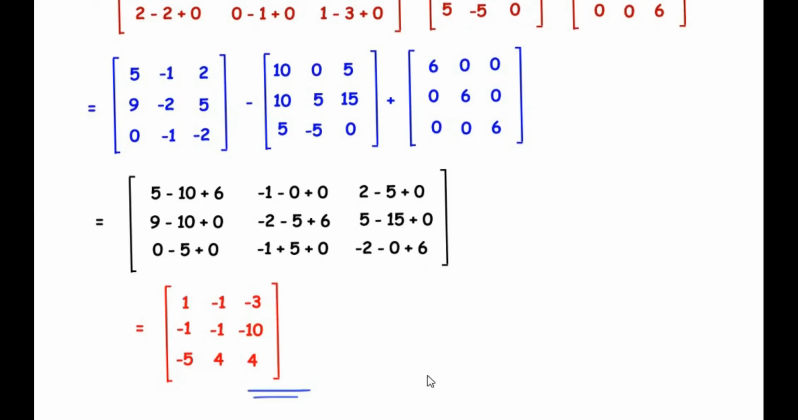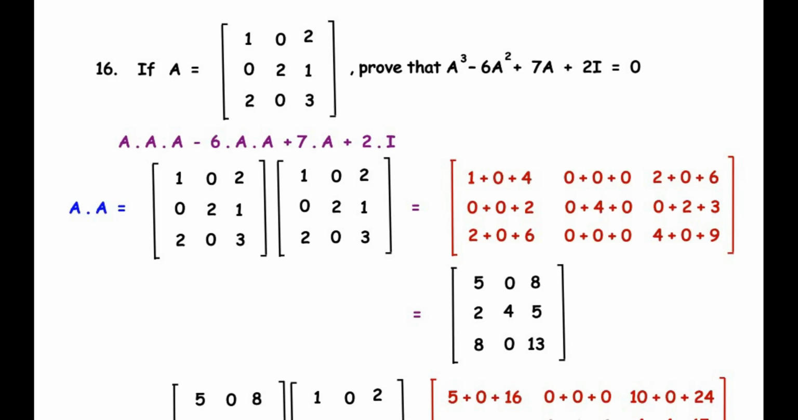Now let us move on to the 16th question. If A is equal to a 3 by 3 square matrix, prove that A cube minus 6A square plus 7A plus 2I is equal to 0. Now here A cube means A has to be multiplied by itself 3 times, that is A times A times A. And A square, we have seen in question number 15 how to perform A times A.